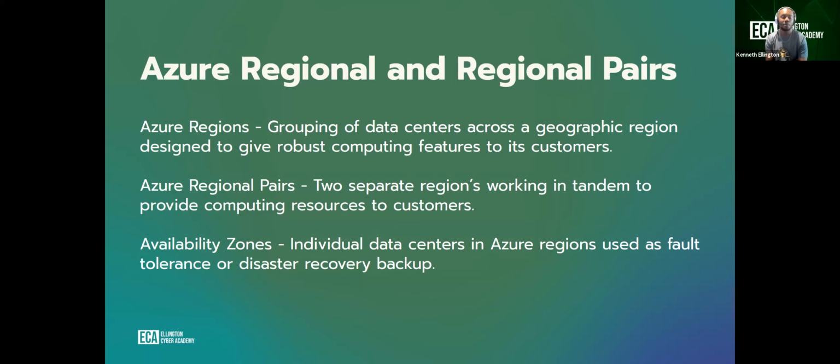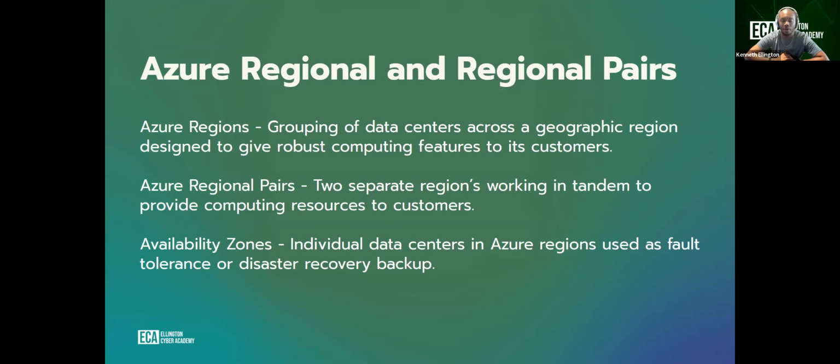And then you'll have Azure regional pairs. So these are two separate Azure regions working in tandem to provide computing resources towards their customers. What that means is, let's say you have Azure regional US West and then US East. Those two regions may work together to try to provide different services for their clients. Because US West may not have the best infrastructure tool set, for example, and then US East might not have the best security tool sets, for example. So a client may use a regional pair to get the best of both worlds.